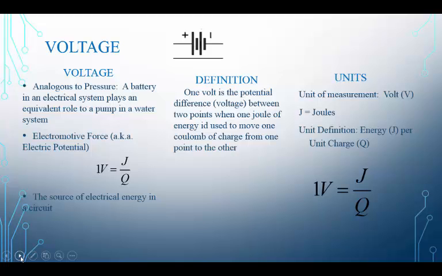Voltage is very much like a pump in a water distribution system. The battery allows pressure to be applied to the electrons to get them to move. This is called an electromotive force. 1 volt, by definition, is the potential difference or voltage difference between 2 points when 1 joule of energy is used to move 1 coulomb of charge from one point to the other. 1 volt is 1 joule divided by 1 coulomb.